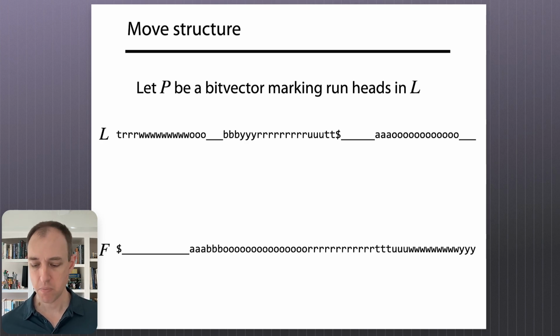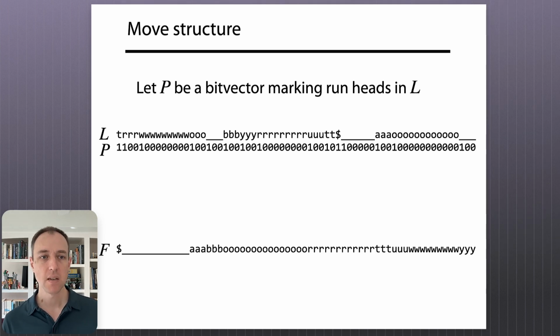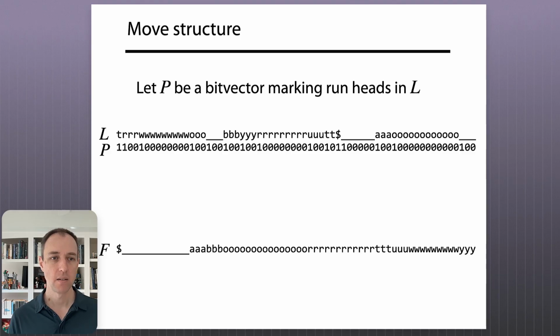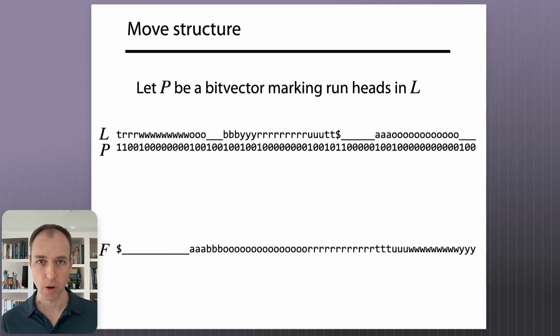But let's just start by making a bit vector, which we call P, which is parallel to L. And P is going to have a 1 everywhere where there's a run head in L. In other words, for every run in L, here's a run, here's a run, here's a run, every run has a head. Every run has a first letter in the run. These are all run heads. So we mark all those with 1s in the P bit vector, as you can see. And everything that's not a run head remains 0. Okay? So that's our P bit vector.